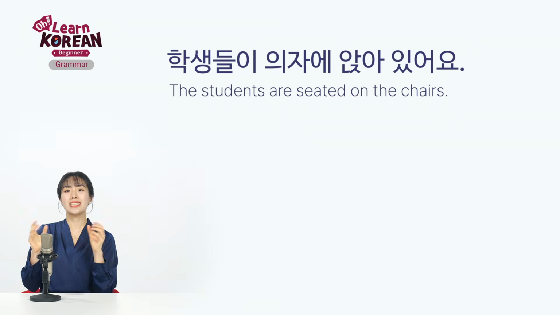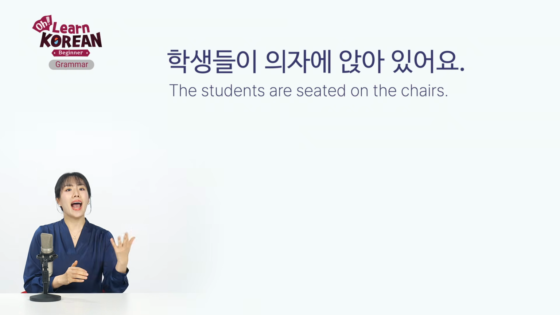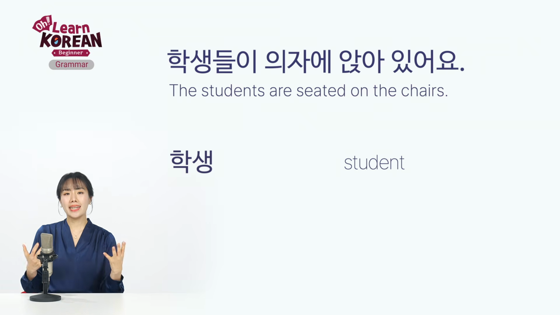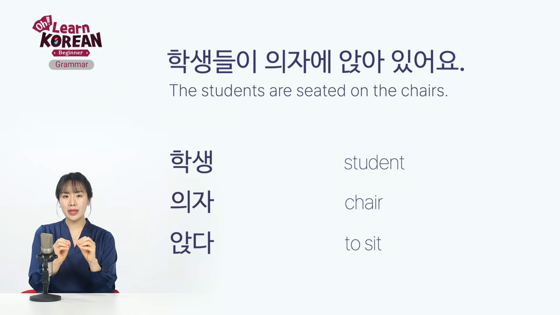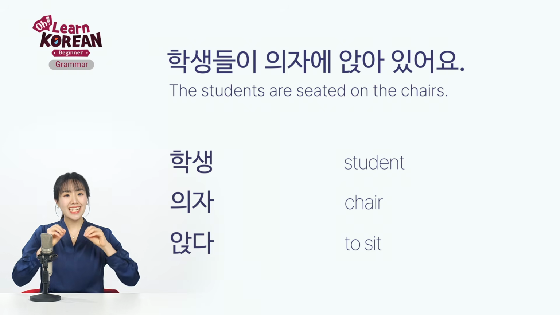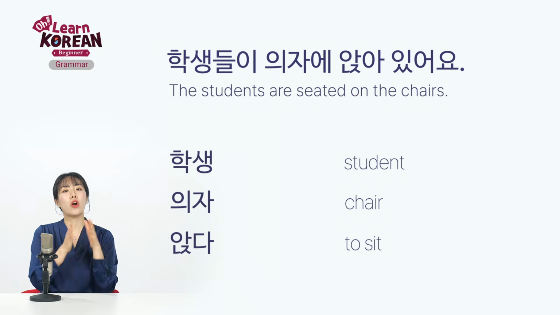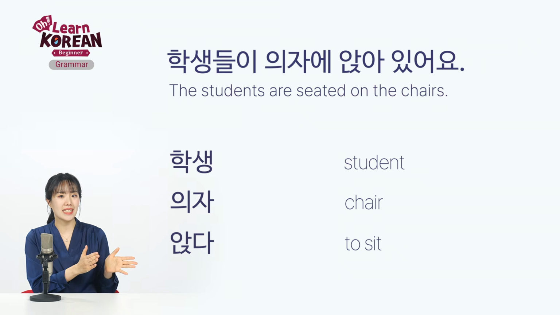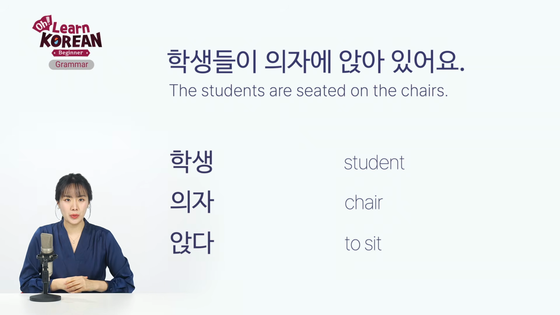The students are seated on the chairs. 학생들이 의자에 앉아 있어요. 학생, student, 의자, chair, 앉다, to sit. 앉다 becomes 앉아 있어요. The action of sitting down is finished. And now you're looking at the students who are currently in that seated state. So 학생들이 의자에 앉아 있어요.